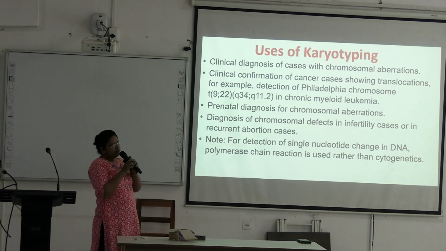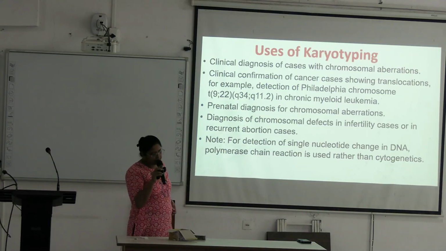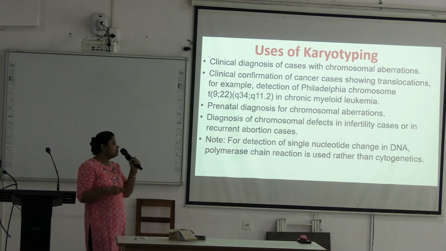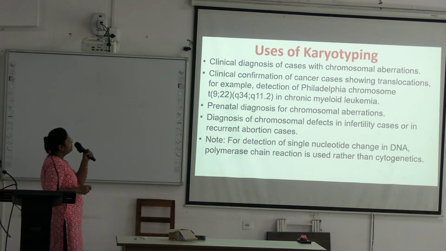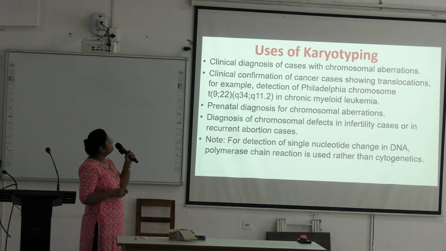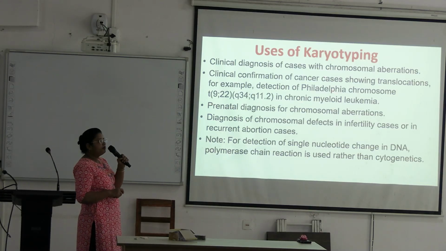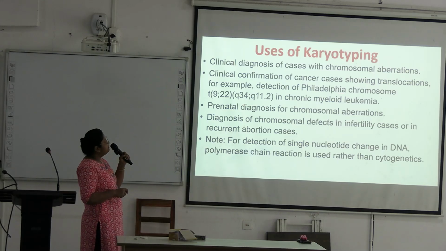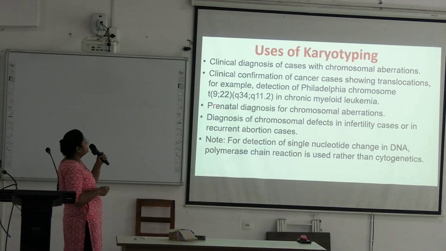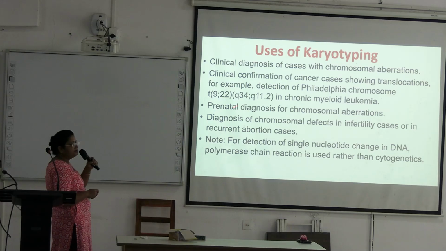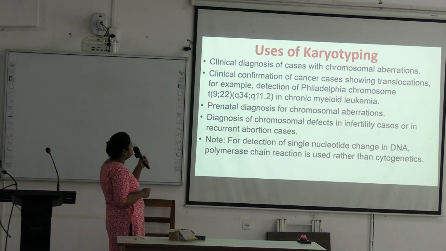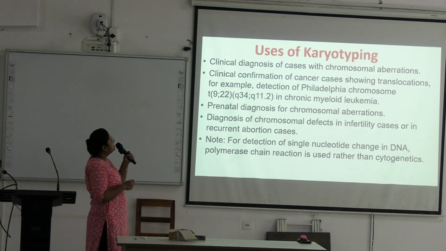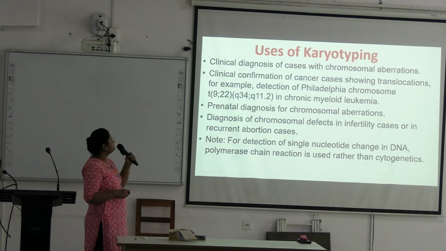What is the use of karyotyping? This is very, very important, asked in your viva and MCQs, also important for theory. Uses of karyotyping: clinical diagnosis of cases with chromosomal aberrations. Clinical confirmation of cancer cases showing translocations, for example, detection of the Philadelphia chromosome, where you get a translocation between chromosome 9 and 22, and these regions are translocated. In chronic myeloid leukemia, you will get this Philadelphia chromosome.